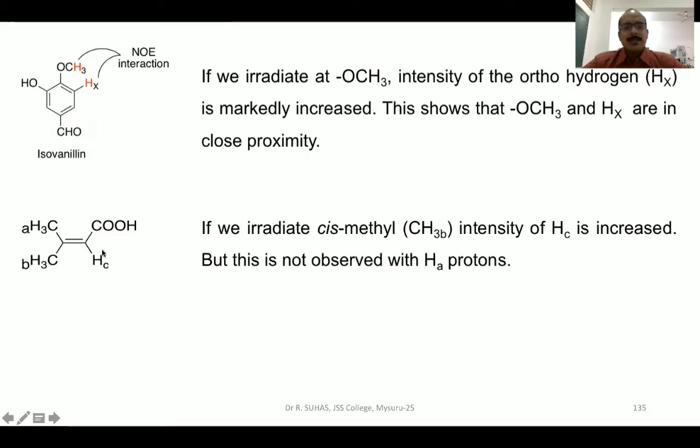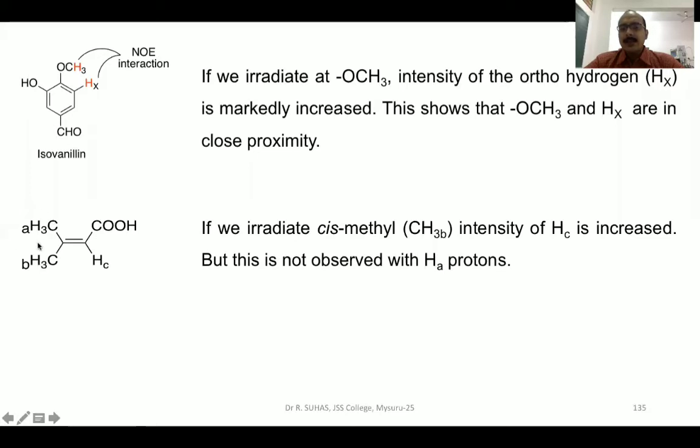Say for example, this is a derivative of ethene. Here there are two methyl groups, one carboxylic acid and one proton. Now imagine I will label this CH3 as A, I will label this CH3 as B. What I do now is I will double irradiate this CH3. When I double irradiate this CH3, the intensity signal of Hc is dramatically increased. Now I can say that CH3 and H are in close proximity. That means they are present in the same part, and hence I can say that it is cis-methyl.